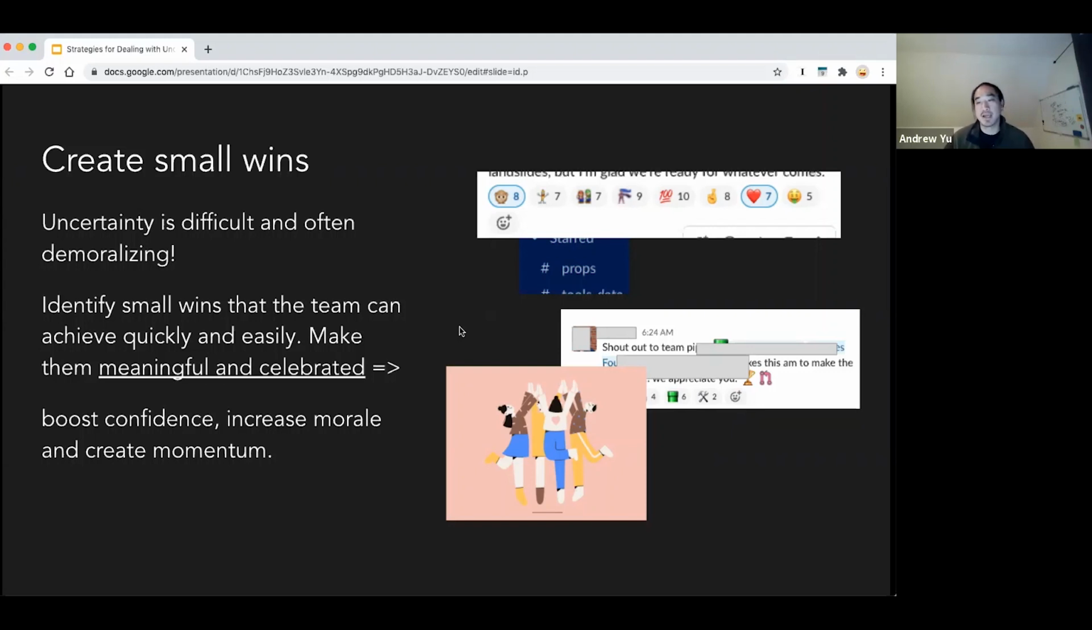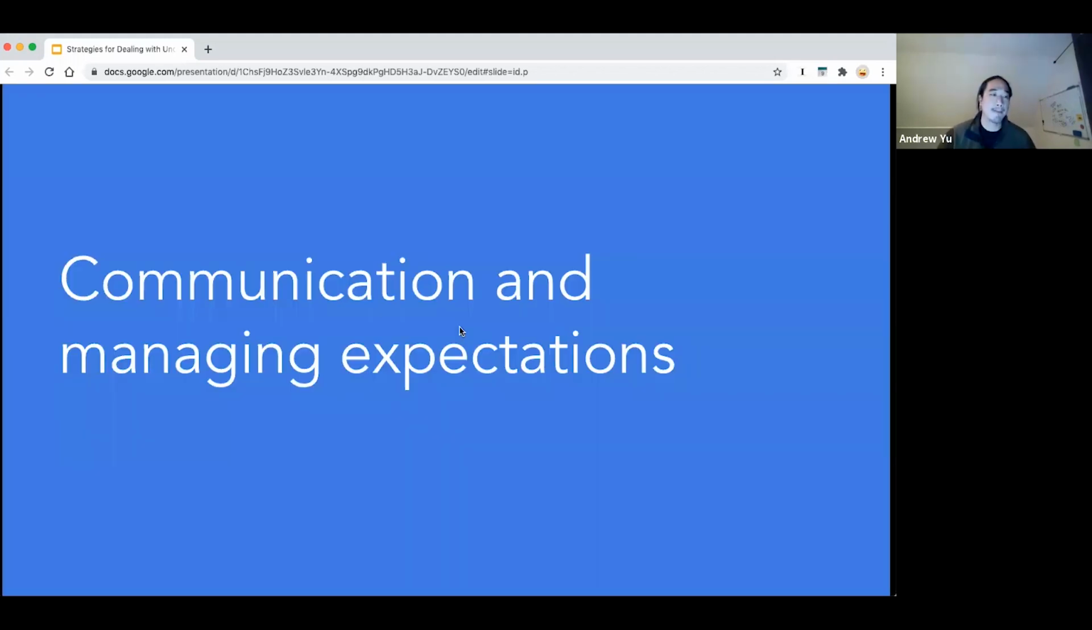So a really good way to hedge for that is to do this create-small-wins type of culture and practice. So here's screenshots from actual teams that I worked on in the Slack channels, right? It's small, but it's real. It's a lot of visibility, and it's basically holding on to the certainty that we do have of things that we did accomplish.